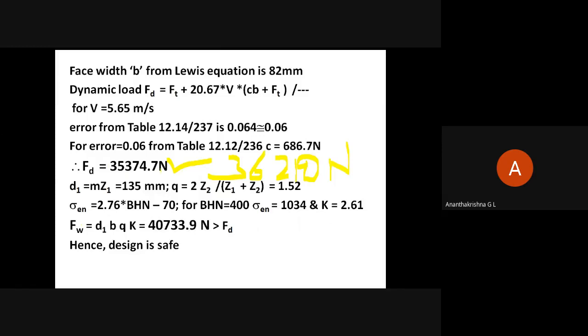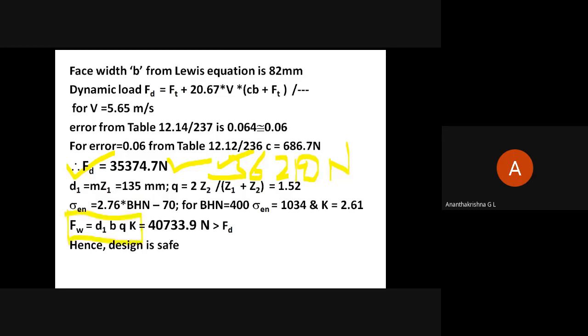Others, are you getting 36,000 Newton? Yes, sir. 36,204, excellent. Okay. So dynamic load is now done. We are done with dynamic load. Finished. Now what you need to do is we need to find wear load.